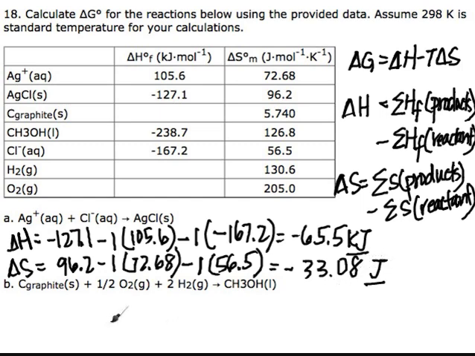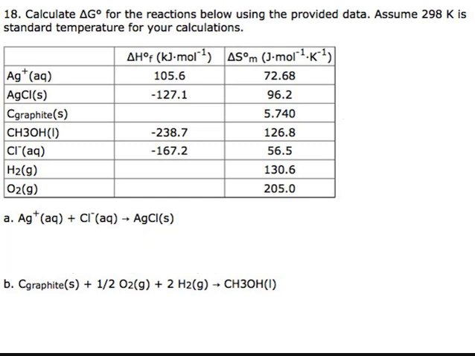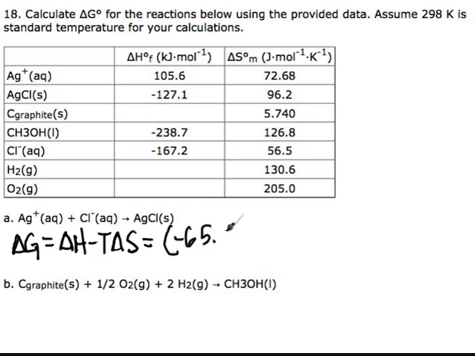In the delta G, we're going to calculate using those values, delta H minus T delta S. So plug them back in. We're going to have minus 65. So what is this type of reaction? This is an exothermic reaction. And then this is in kilojoules.